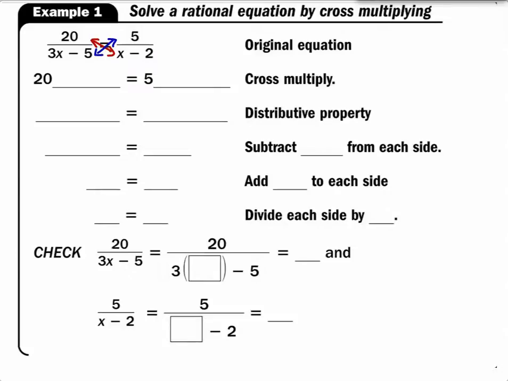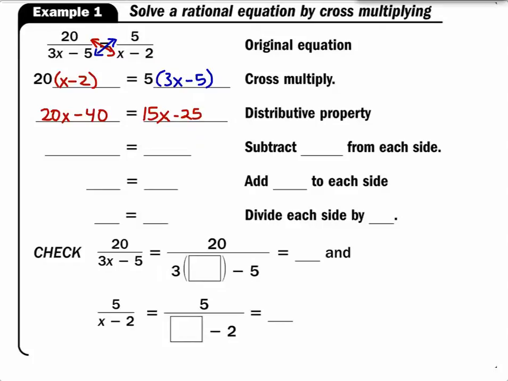So you see the 20 there multiplies by the x minus 2. And that equals what happens when you take the 5 and you multiply it by the 3x minus 5. Now we just need to clean this all up a little bit. This is 20x minus 40 on one side, and 15x minus 25 on the right. And now we're just solving an equation.